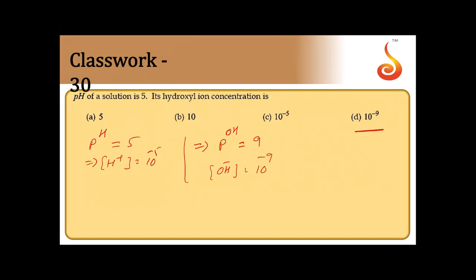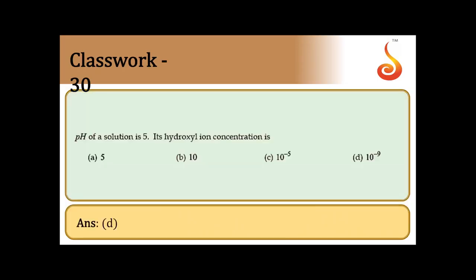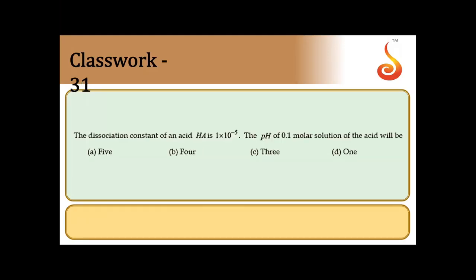So answer is option D we have. From pH you can find out OH minus applying Kw value, because we know that Kw is equal to H plus into OH minus is equal to 10 to the power of minus 14. Applying this we can get the value of OH minus, or from pH 5 get POH value 9 and then OH minus 10 to the power of minus 9. So answer is option D. 30th one, answer D. Then D is the answer.